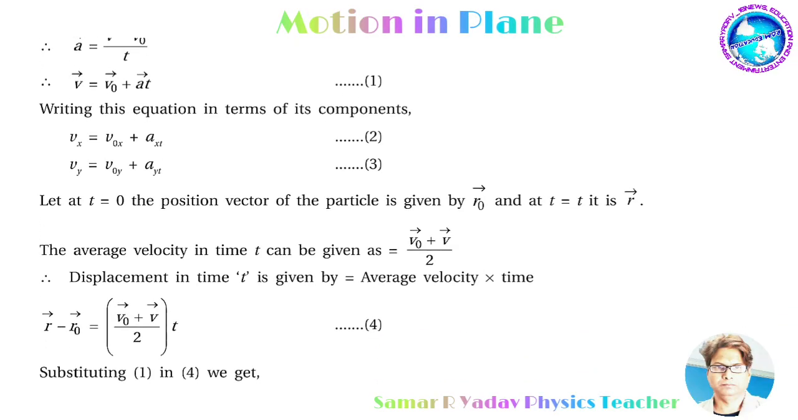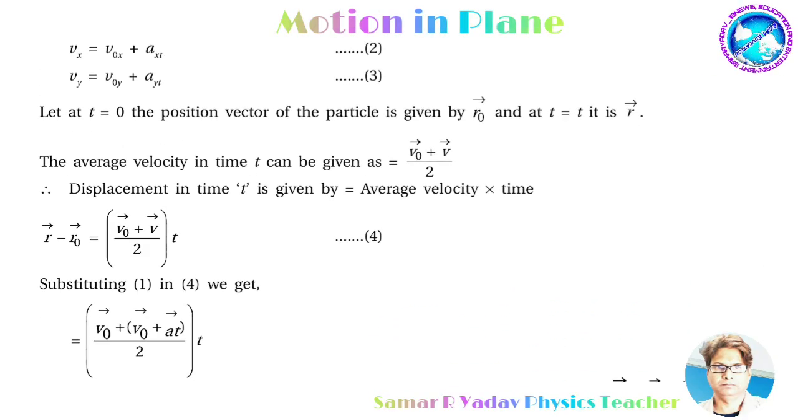Let at t is equal to 0, the position vector of the particle is given by vector r0, and at t is equal to t, it is vector r. The average velocity in time t can be written as vector v0 plus vector v upon 2. Displacement in time t is given by, is equal to average velocity into time. Therefore vector r minus vector r0 is equal to, in bracket, vector v0 plus vector v upon 2 bracket over into t, equation number 4.